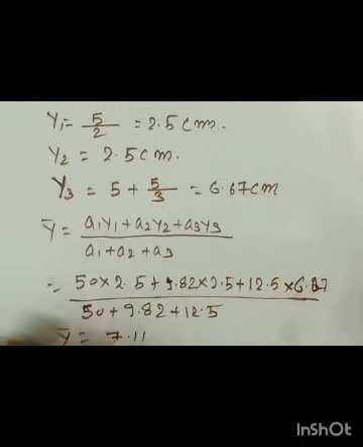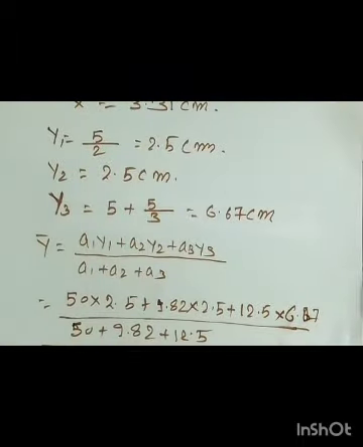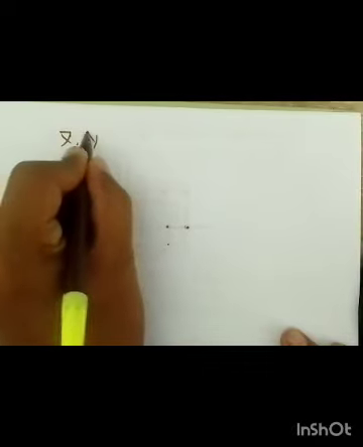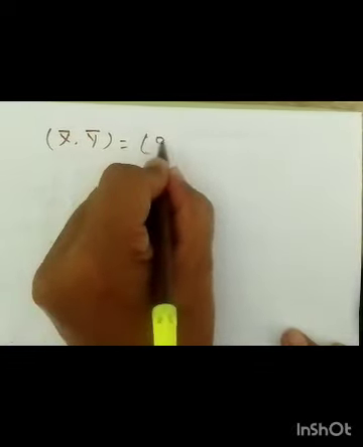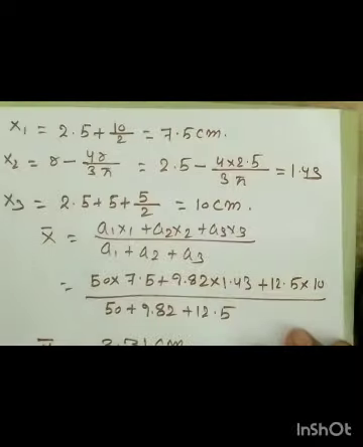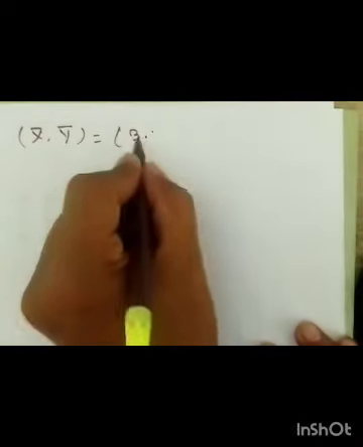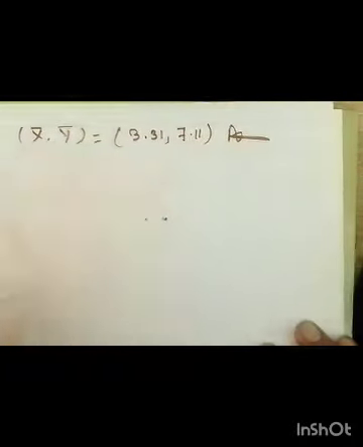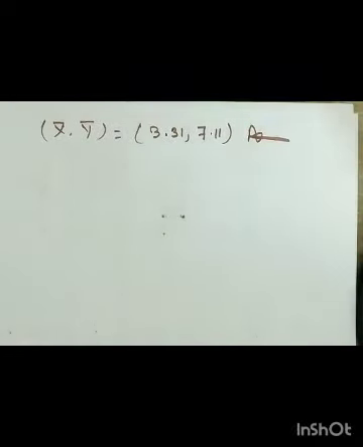So now your answer will be like this. You can write that x bar comma y bar is equal to 3.31 comma 7.11. This is your answer. So this is the way how to find out the center of gravity of the composite body.